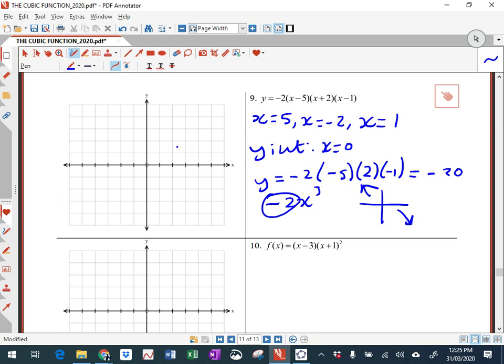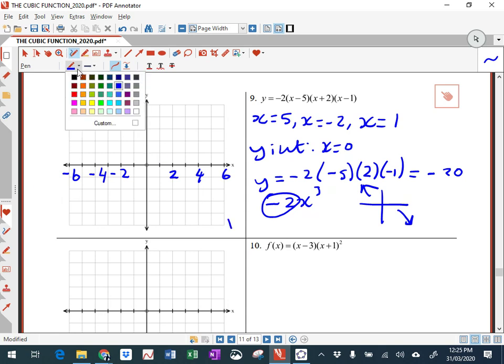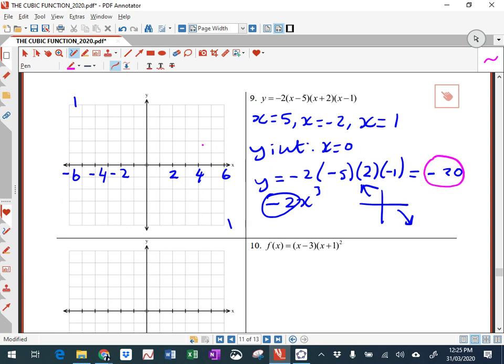Okay, so let's put some numbers on here. 2, 4, 6, then negative 2, negative 4, negative 6. Okay, I know where I'm starting here, finishing here. Now, let's have a look. And I've got a negative y-intercept of negative 20. So I have to cross the y-axis somewhere at negative 20.